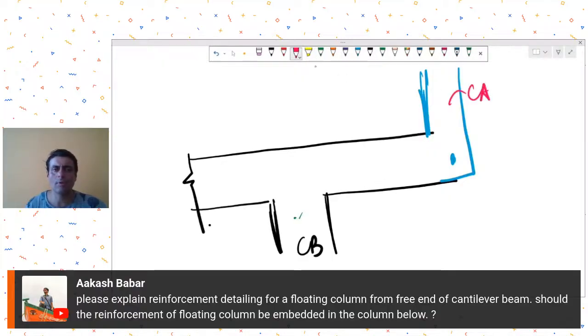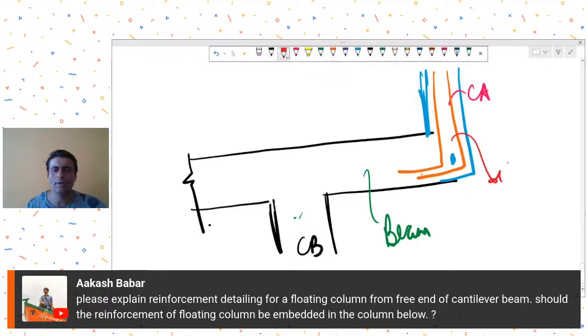This is my column above, and this is the beam. So here the reinforcement, whether to embed it or not, yes, you should embed it, and the reinforcement in this will depend on the moment at the base that you're getting. But then yes, you should develop it inside the beam. I don't think it will be possible for you to take this reinforcement to the column below.